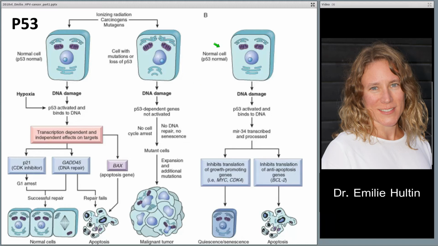And more recently, another function of the p53 was discovered, and that is that when there is some DNA damage within a cell, the p53 can also activate a microRNA. And this microRNA can inhibit translation of growth-promoting genes and turn the cell into quiescence or senescence. The microRNA can also inhibit translation of some anti-apoptosis genes, and that leads to apoptosis of the cell. So that's another pathway of the p53.